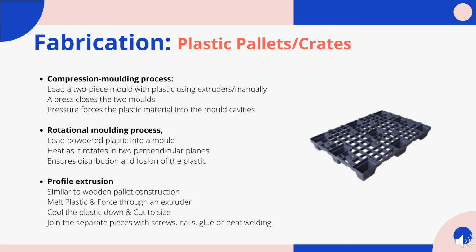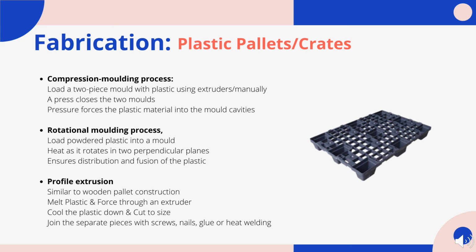Another way of doing this is a compression molding process, where we load a two-piece mold with plastic using extruders or even sometimes manually, and then a press closes the two molds and pressure forces the plastic material into the mold cavities. The next type is a rotational molding process, where we load the powdered plastic into a mold and heat it as it rotates in two planes perpendicular to each other. The rotating method ensures that distribution and fusion of the plastic is even.